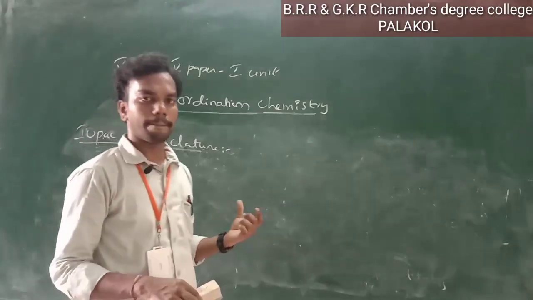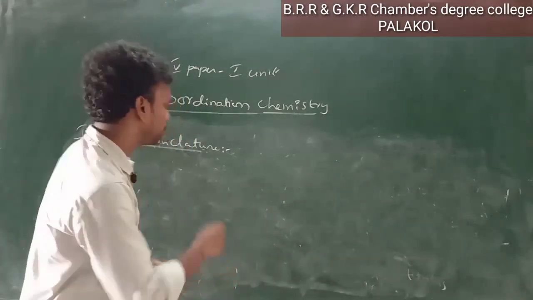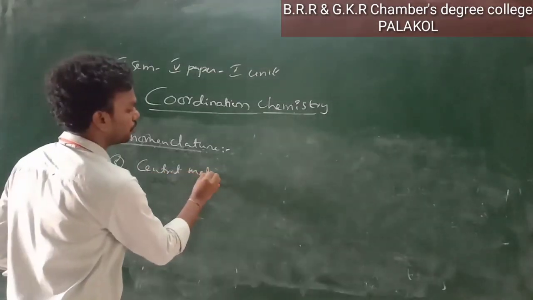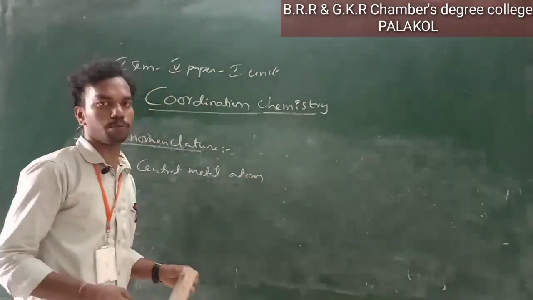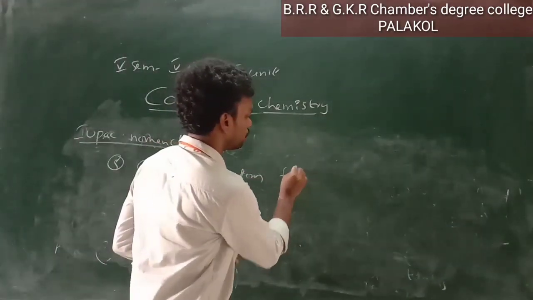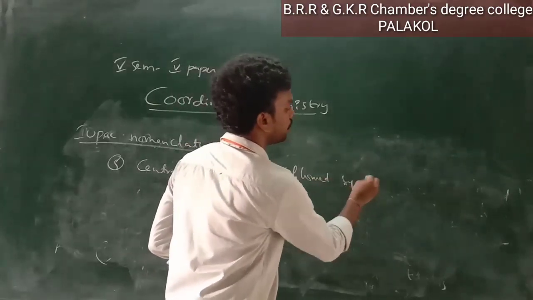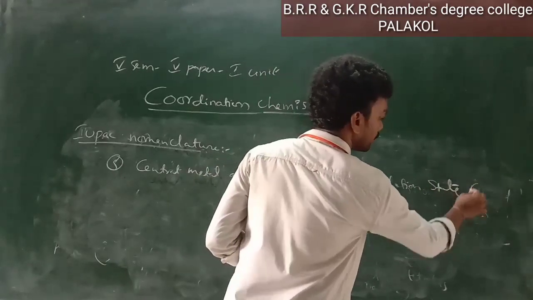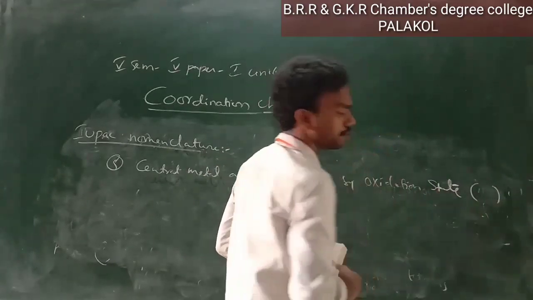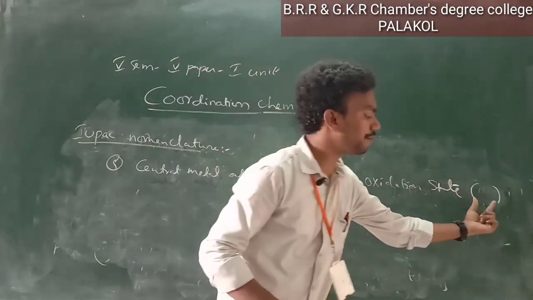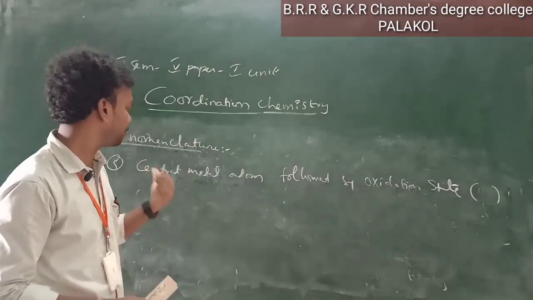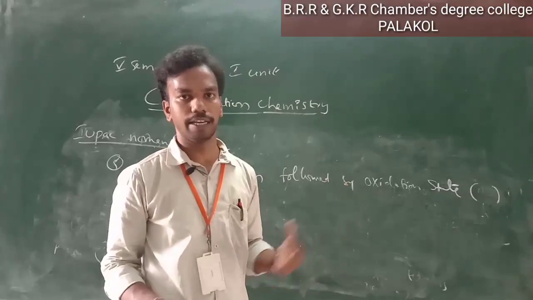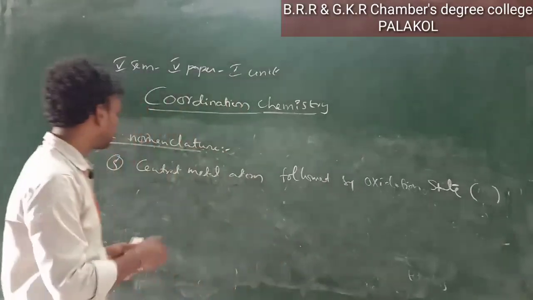And the next, after giving the names of the ligands, you give the name of the central metal atom. The central metal atom name should be followed by the oxidation state within brackets, that is parentheses. You should mention the oxidation state of the central metal atom in this kind of bracket. So that is the fifth rule. How would you calculate the oxidation state? I will explain, don't worry about that. So that is rule number 5.